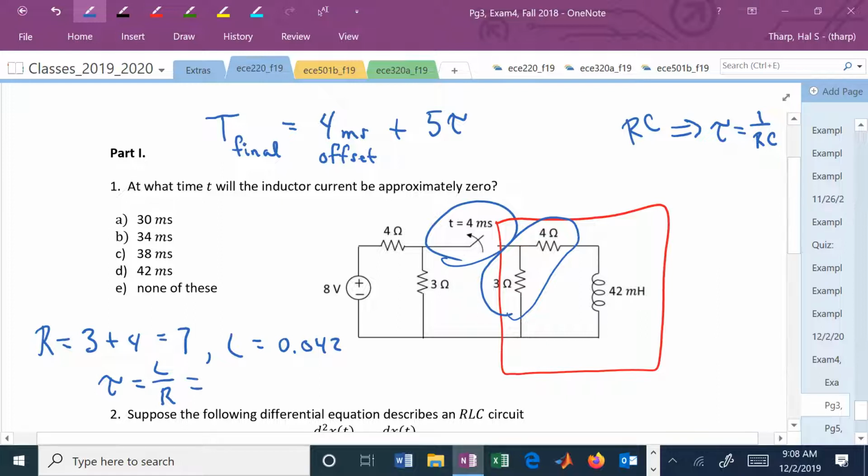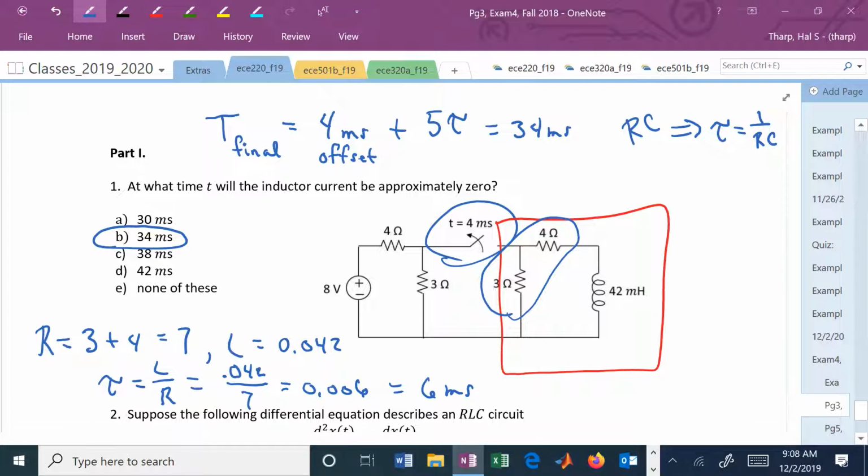Now we have tau. Or we now have 6 milliseconds for tau. 5 of those gives us 30. And we add the offset, which is 4, and that gives us 34 milliseconds for our answer to problem 1 in part 1. As I said, are there questions on that circuit or that problem?